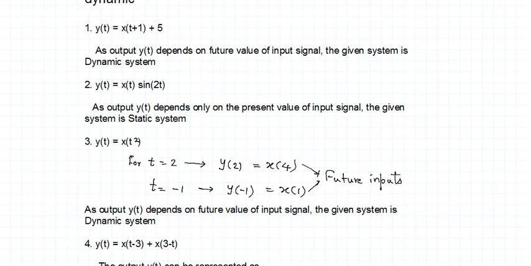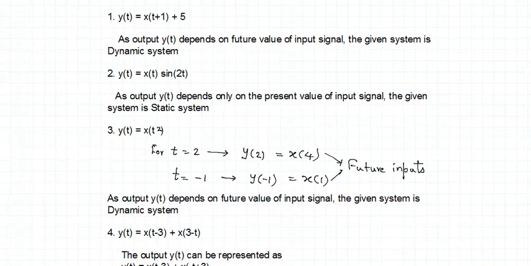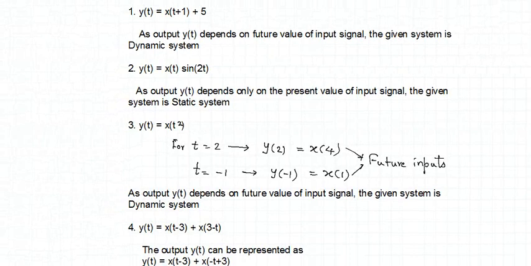Right? Let's look at the other example now. So here y(t) is equal to x of t minus 3 plus x of 3 minus t. So is this term x of t minus 3 the present input? It's definitely not the present input. It is input which is shifted in time. So x of t minus 3 indicates the past input.